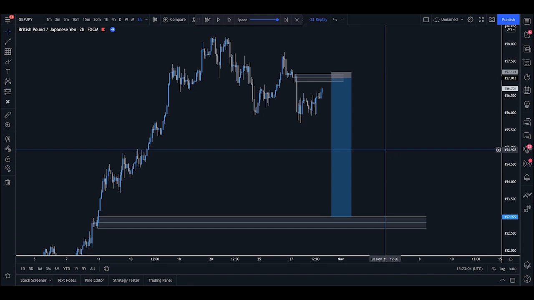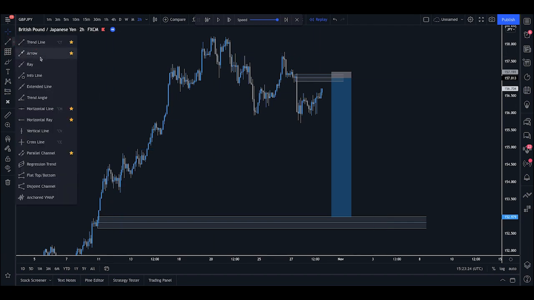Now, after teaching this method to a few students, I've actually seen a student collect a 16R scale in, which means the initial move was 5R, 5 times your risk, but they caught a scale in at 16R. Now, that's just one of many, but I think to date, that is the biggest one that I've seen. So the potential is there, and I'm sure that you will also master this skill if you actually just watch this video.